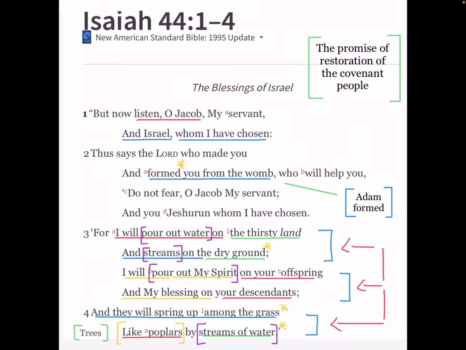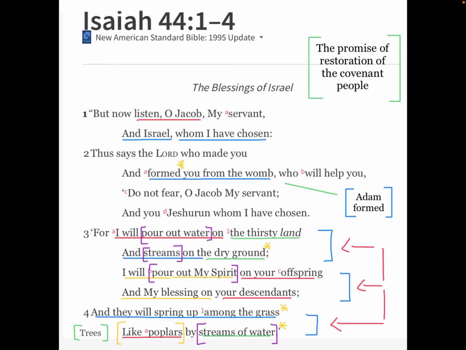"For I will pour out water on the thirsty land, and streams on the dry ground. I will pour out my spirit on your offspring, and my blessing upon your descendants. And they will spring up among the grass, like poplars by streams of water." So here we have the promise of restoration, for God will pour out water on the dry land. And when he says that, in verse 3 through Isaiah, he compares that directly to the pouring out of his spirit and his blessings upon the children of Israel. And they are like the grass and the trees.